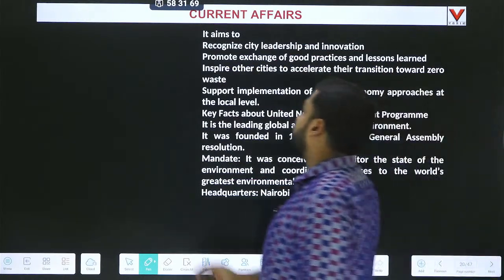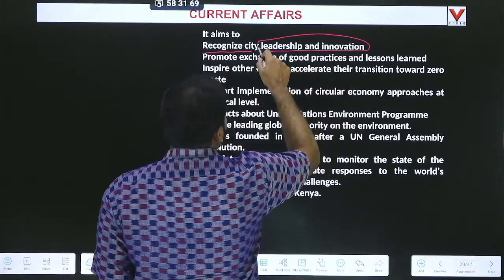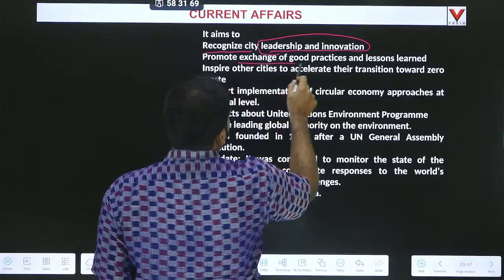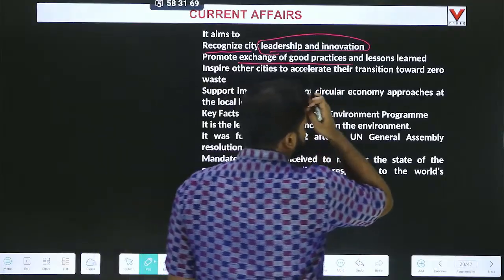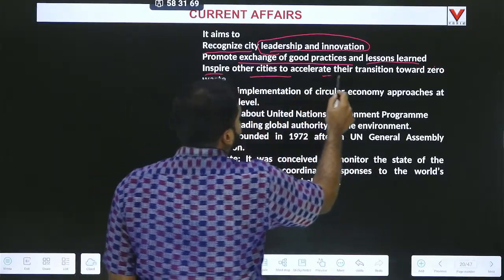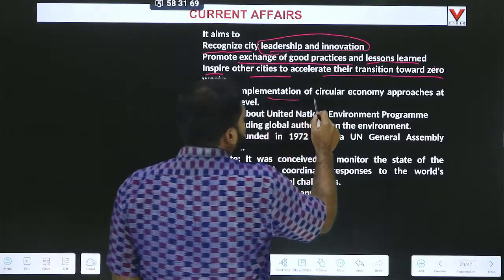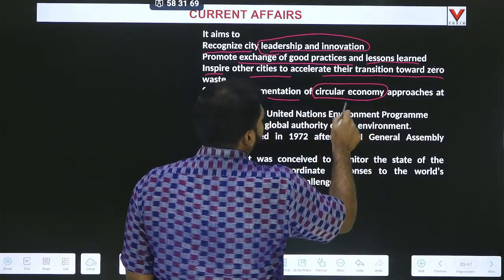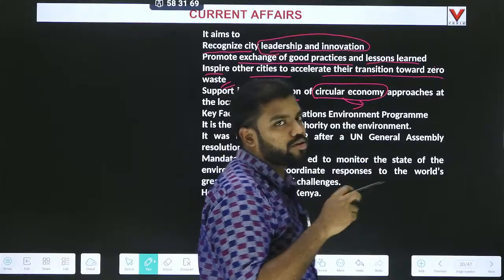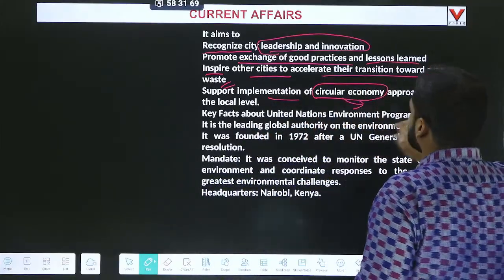Okay, what is the aim? Recognizes city leadership and innovation. Okay, that's why. Promote exchange of good practices. Obviously, if zero waste is a good practice, right? Lessons learned inspire other cities to assist the transition towards zero waste. Support implementation of circular economy, that I told earlier. That is the circulation of waste, circular economy, so that there is net zero waste, right? Approaches at a local level.